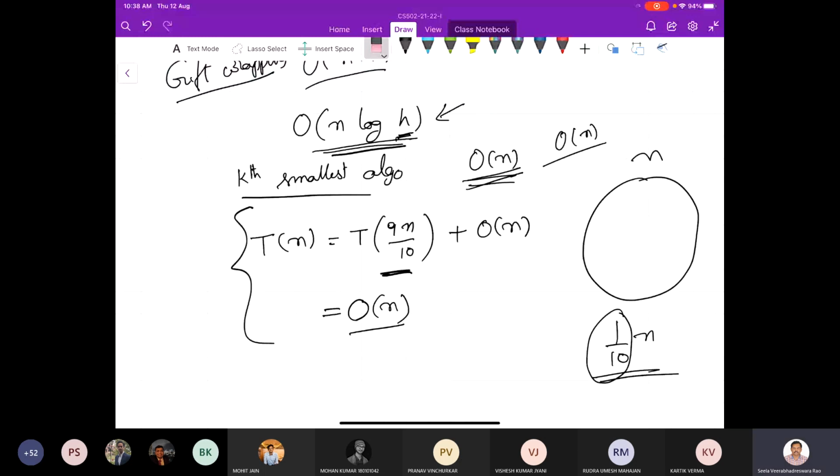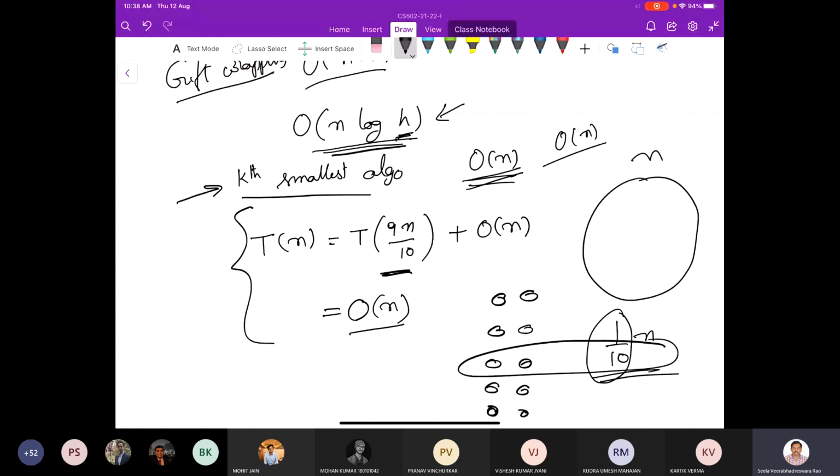So this is what is used in the kth smallest element algorithm. If you remember, it makes groups of 5 elements, 5, 5, and you take the middle elements, and compute the median of the medians, and either you remove this portion or this portion. One fraction is removed, which is not part of the final solution. So this is the technique used essentially in this algorithm. This algorithm I'll discuss tomorrow.